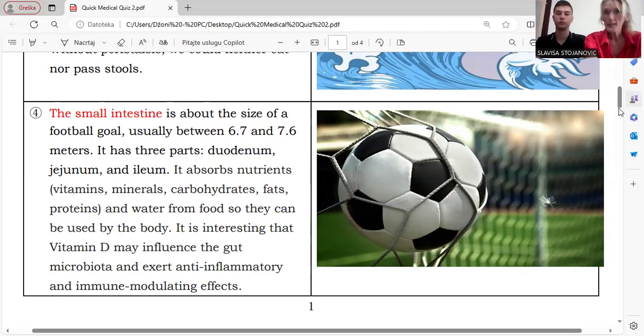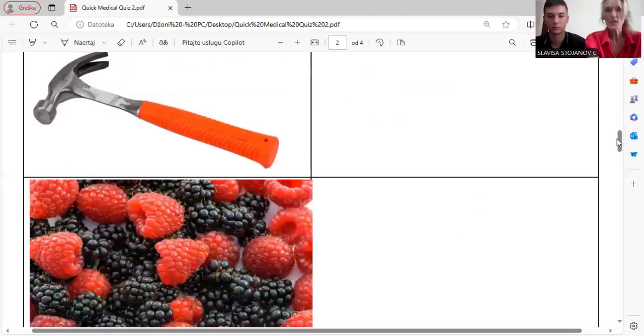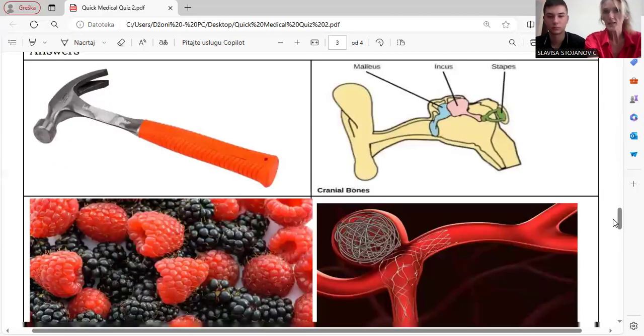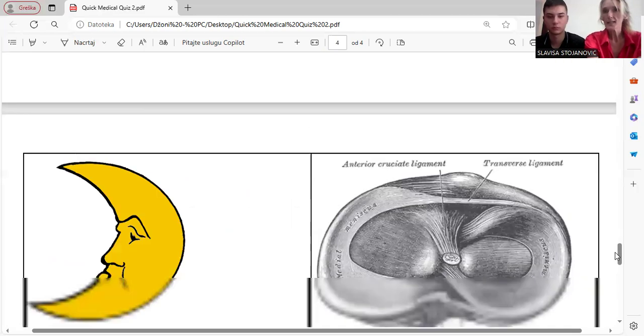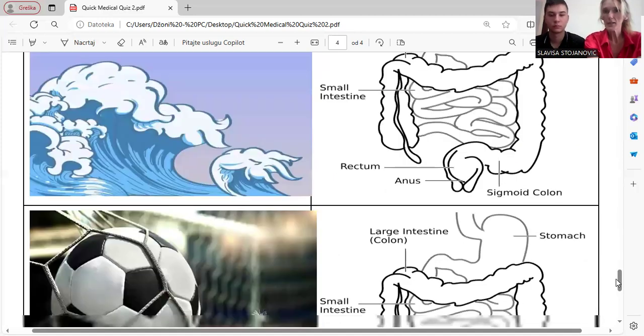And last one was meniscus. Term of the cartilage of the knee, so lateral or medial, and it's a cartilage, so it's a cushion-like tissue, and it provides integrity, and it's called semilunar, half moon or crescent shape. So, and then on the same sheet we just had all the questions, and then all the answers down as we just looked at. So perhaps it's easier to see in color. And yes, so that's the meniscus, and pretty much the same picture.